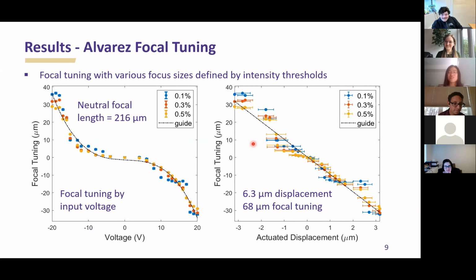So this is just what we mentioned, we track the focal spot along the Z direction as a function of the voltage input and also as a function of actual displacement in Z. So you can see we are tuning about 68 micron with only 6.3 micron displacement. So it's more than 10 times tuning. So this is the last slide.